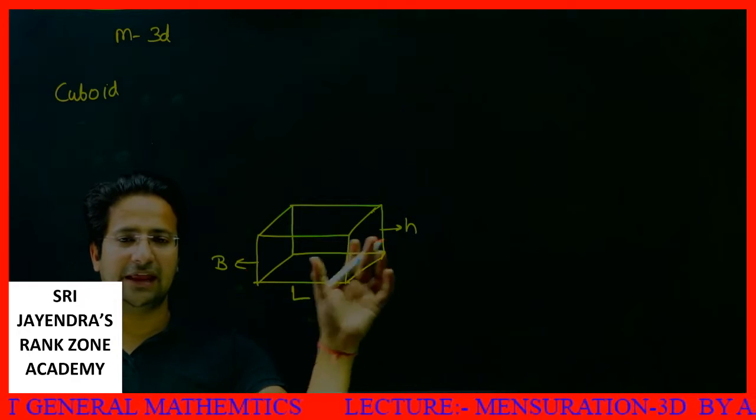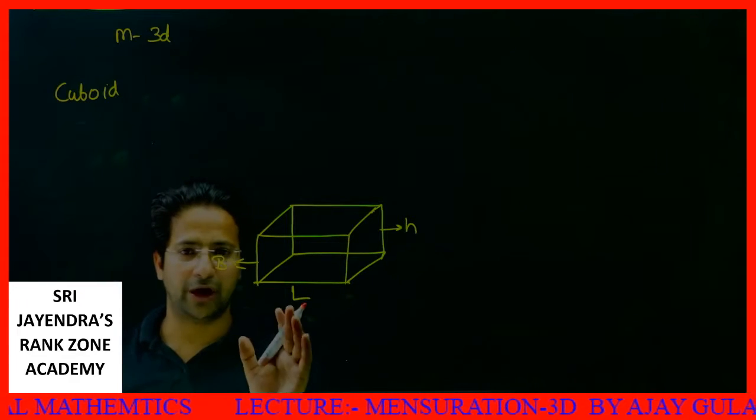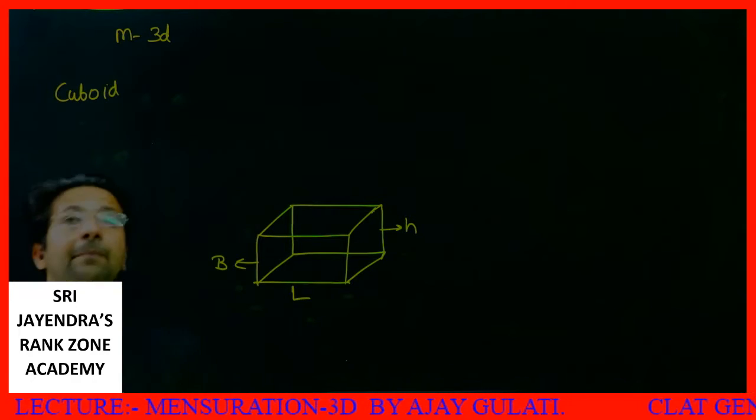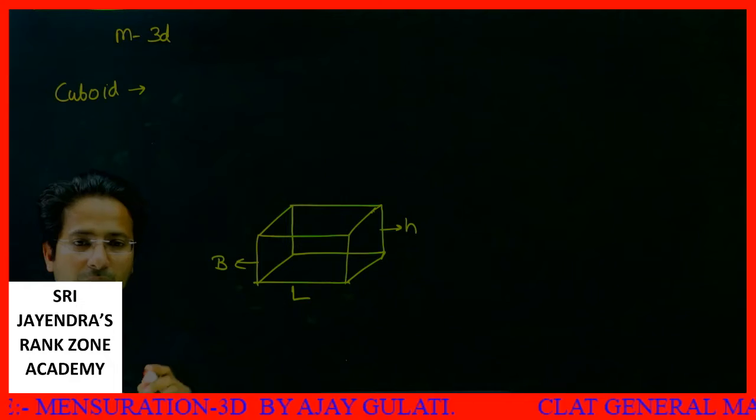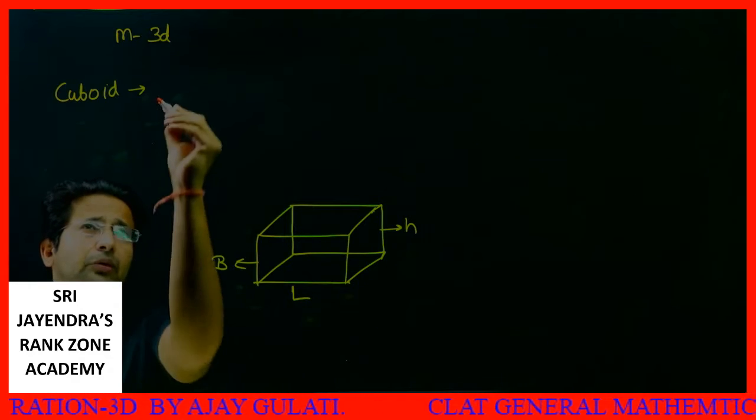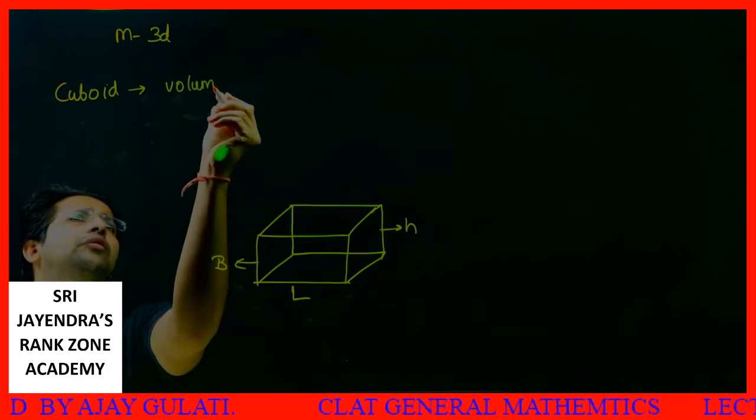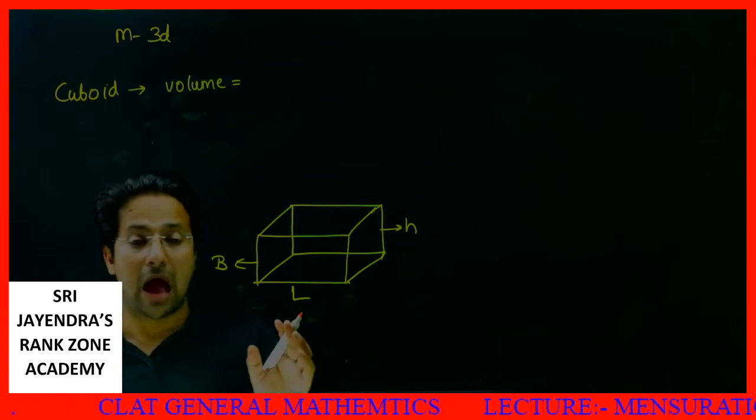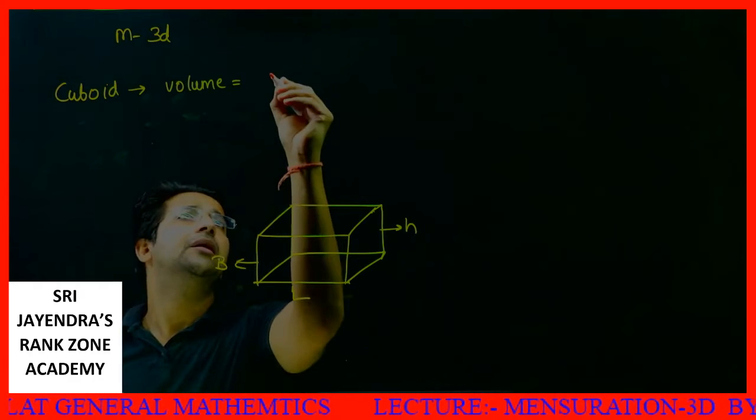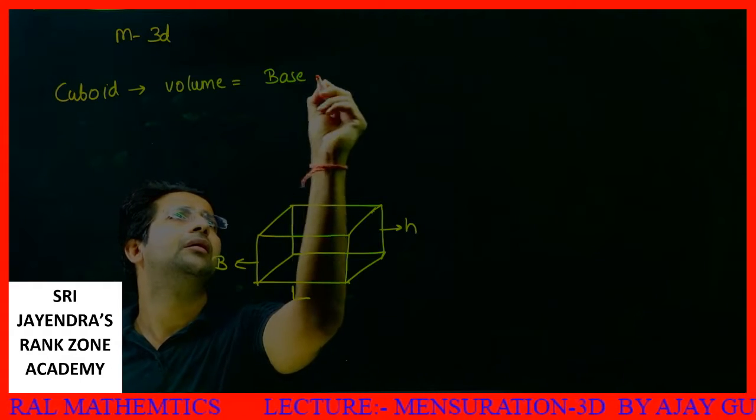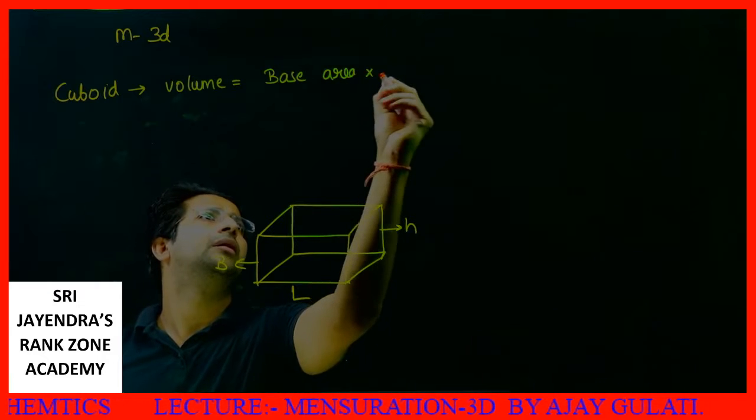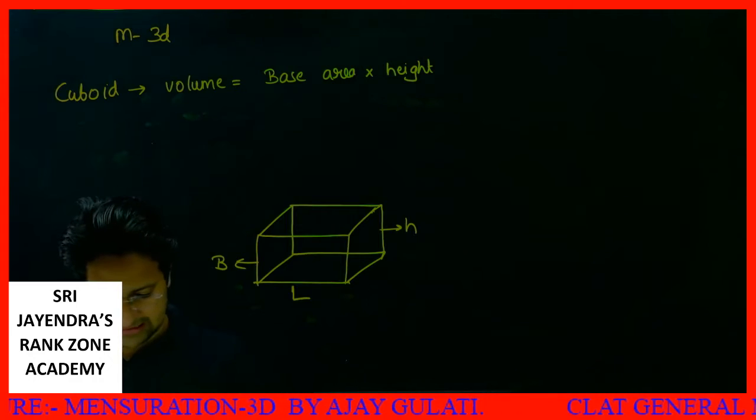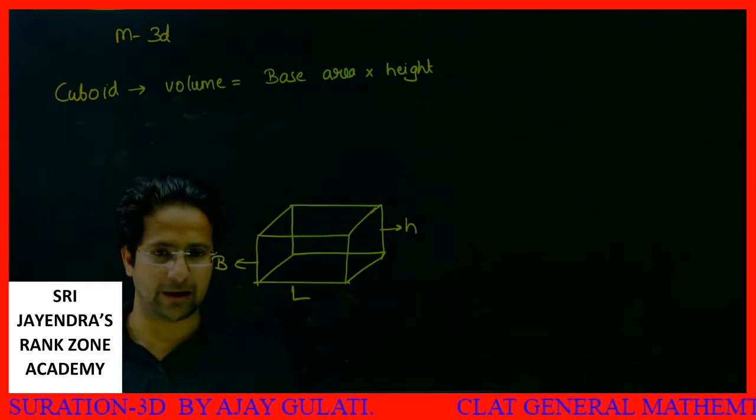So this is L, B, H. This is a cuboid with dimensions L, B, and H. I hope it is clear to all of you. With this cuboid, what is the volume? See students, the volume of any regular three-dimensional figure is base area into height. Let's say I take an example, this is my book.